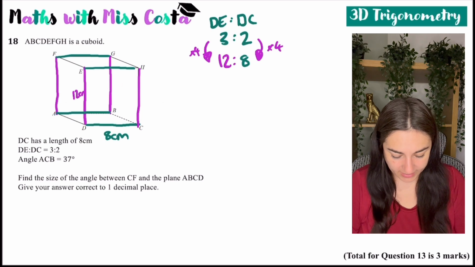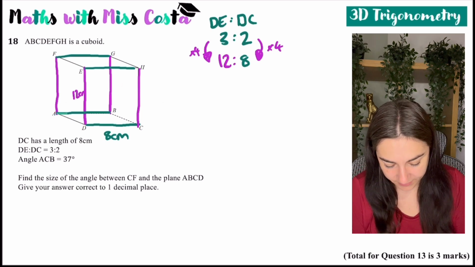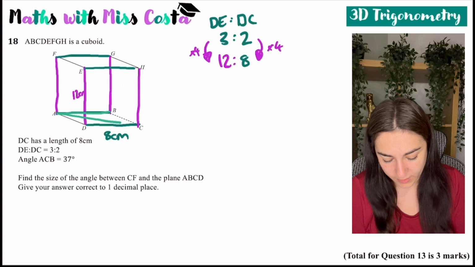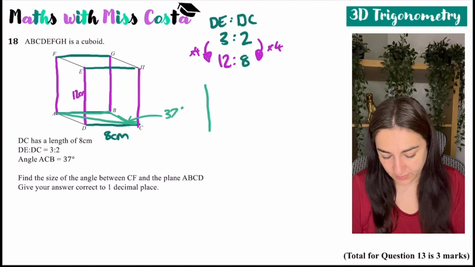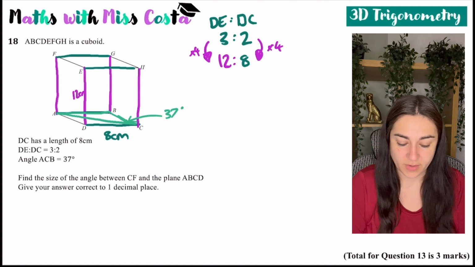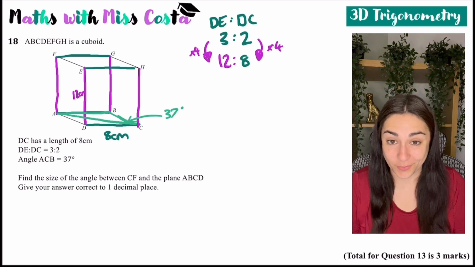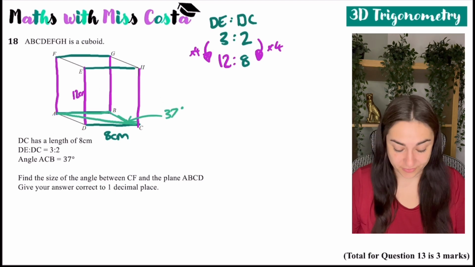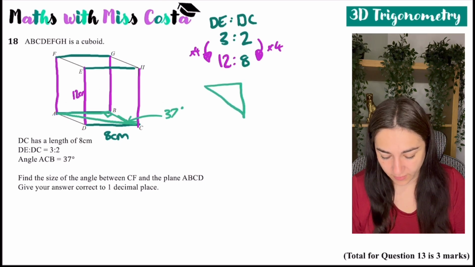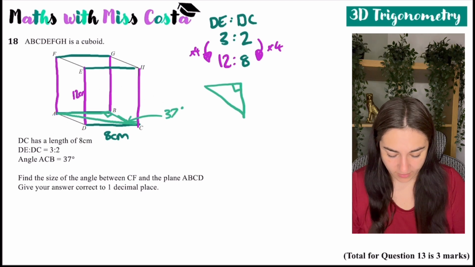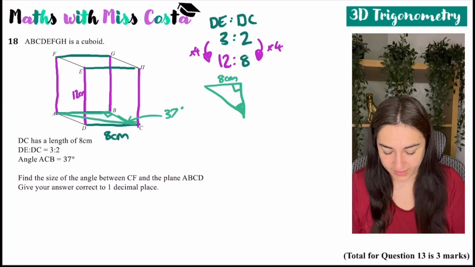I'm told the angle ACB is 37. Okay, so then I can form a triangle over here. ACB is 37, so this angle here is 37 degrees. When you form a triangle on a 3D trigonometry kind of question, always just draw out the 2D version of it. So over here is going to be the right angle because that's where the 2 corners meet. So you've got this triangle here, where I know that this length is going to be 8 centimeters. I don't know this length, but I know that this angle is 37 degrees.